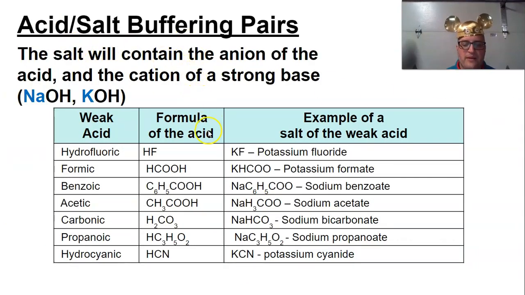Acid-salt pairs. So again, if we have some weak acids, all these weak acids, we can add some salts. Sodium and potassium are often the general go-tos because those will dissociate quite a bit, very soluble in solution. So we can make those concoctions there. Again, the anion of the acid and the cation of a strong base, hence the potassium and sodium.